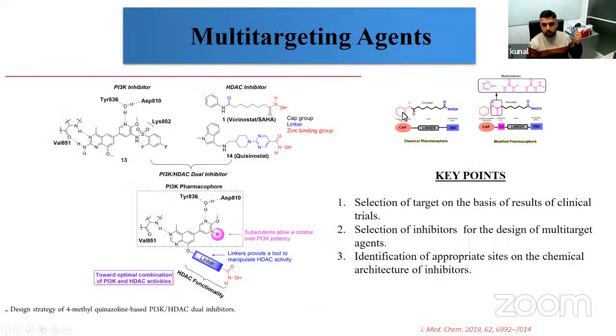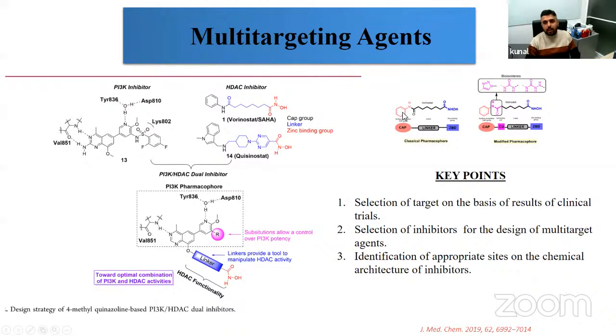Now I wanted to discuss with you the concept of multi-targeting agents. We are working on multi-targeting agents very extensively at the moment, and it is very beneficial to work on them. Multi-targeting agents are agents which can interact with more than one target. More specifically, they are dual inhibitors, which means they can interact with two targets.